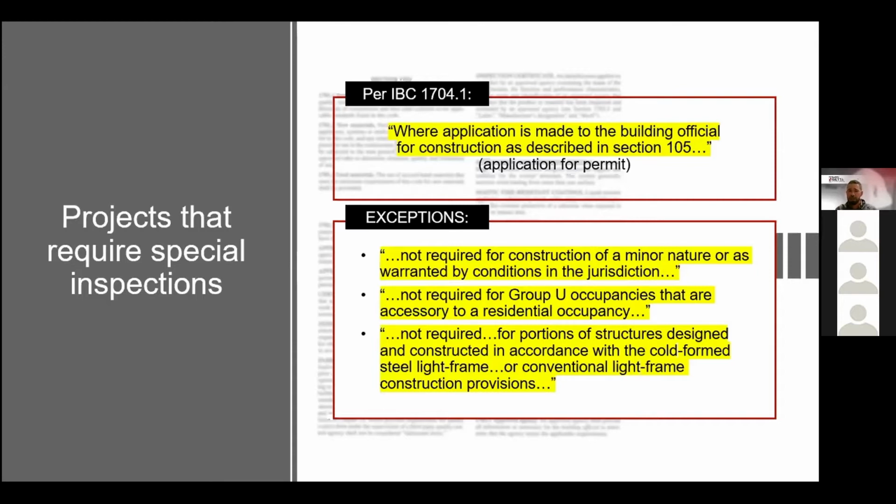Some small exceptions. It's not required for construction of minor nature or where warranted by conditions of the jurisdiction. If it's just a small project and it's in a suburb, a lot of times it can kind of fly under the radar. Not required for Group U occupancies or residential, but potentially if it's an apartment building or a senior living home, then that would fall under the category, as well as anything with cold-formed light-frame steel or conventional light frame.